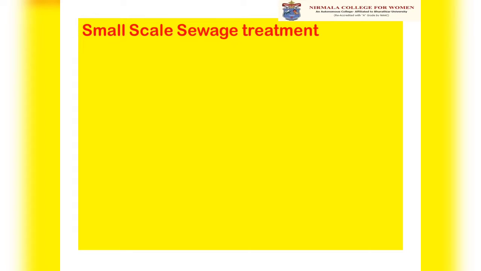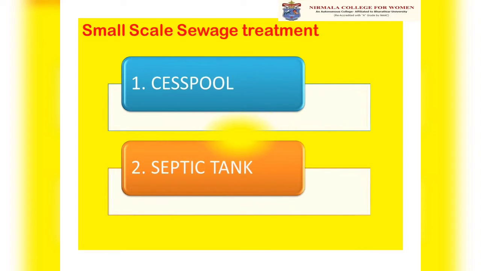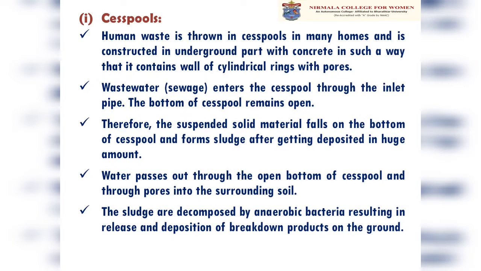Sewage treatment is of two types: small scale sewage treatment and large scale sewage treatment. Small scale sewage treatment is done in two ways: with the help of cesspools and with the help of septic tank. First we can see what is a cesspool. Human waste is thrown in cesspool in many homes, and it is constructed in the underground part with concrete in such a way that it contains walls of cylindrical rings with pores.